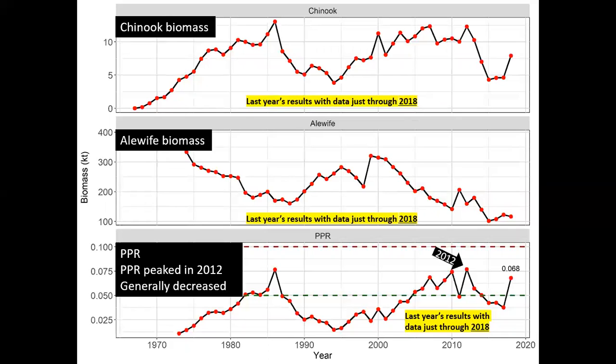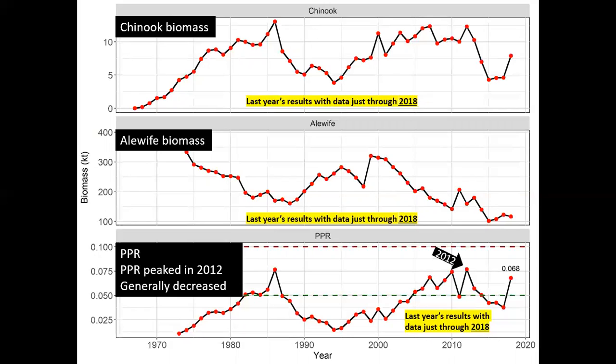This is estimated using trawl data, using hydroacoustic data, and also using estimates of consumption and fish size by all of the different salmonids. And based on these model results, alewife biomass has generally been, again, decreasing, and the last 5 years have been the 5 lowest years of alewife biomass recorded here.